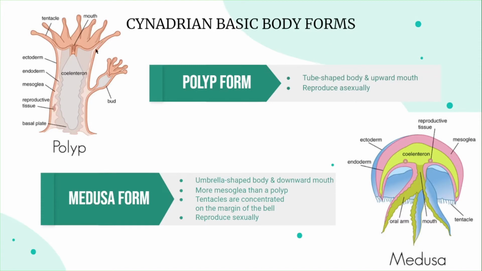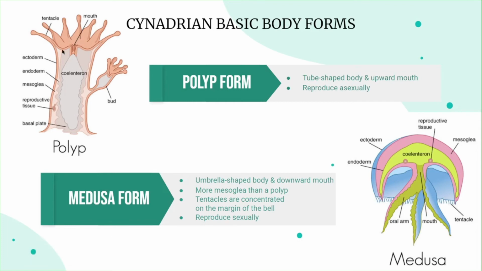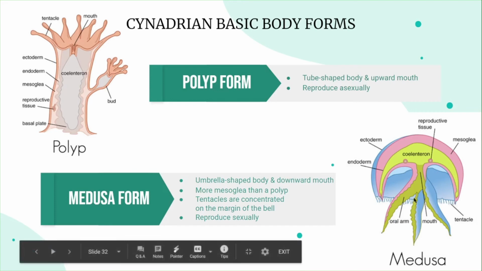They have a polyp form and a medusa form. The polyp has a tube-shaped body and an upward mouth, and it reproduces asexually. Meanwhile, the medusa form has an umbrella-shaped body and a downward mouth, and it has more mesoglea than a polyp. Its tentacles are concentrated on the margin of the bell, and it reproduces sexually.